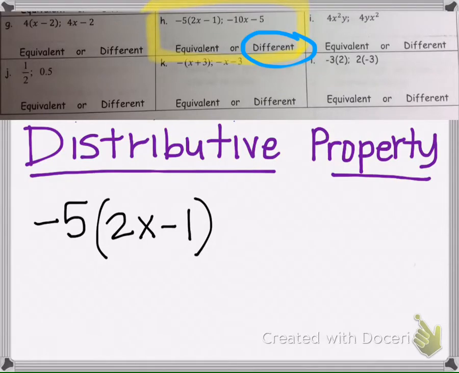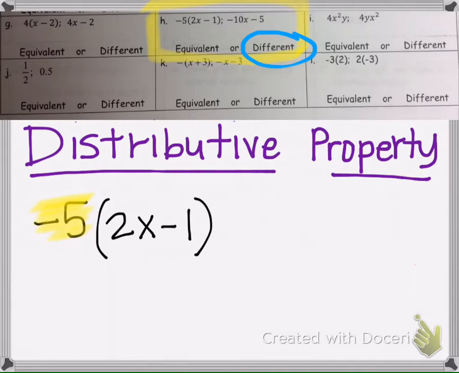In this problem, we are asked if negative 5 times the quantity 2x minus 1 is equivalent to negative 10x minus 5. So one way to show that these two expressions are different is to use the distributive property. The distributive property says to take whatever's on the outside of the parenthesis, in this case a negative 5, and multiply it to each term inside the parenthesis.